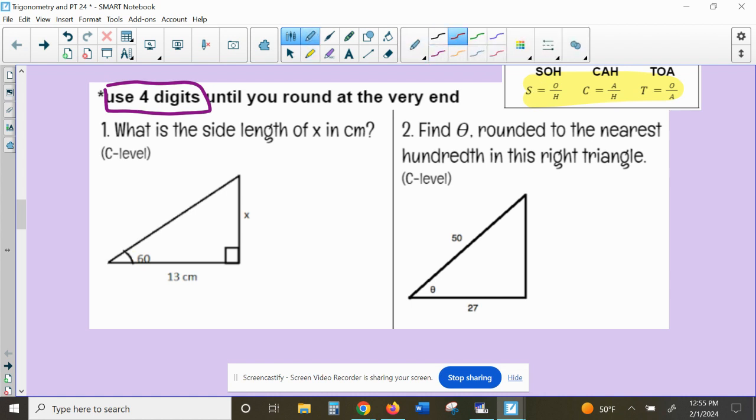All right, number 1 says, what is the side length of X in centimeters? Okay, so we want a side or an angle? Side. So you might want to underline side, because side is going to tell us what kind of buttons we are going to be using. Are we going to be using the second button or just the plain buttons? Plain buttons. So for side, you're going to use sine, cosine, or tangent, right?